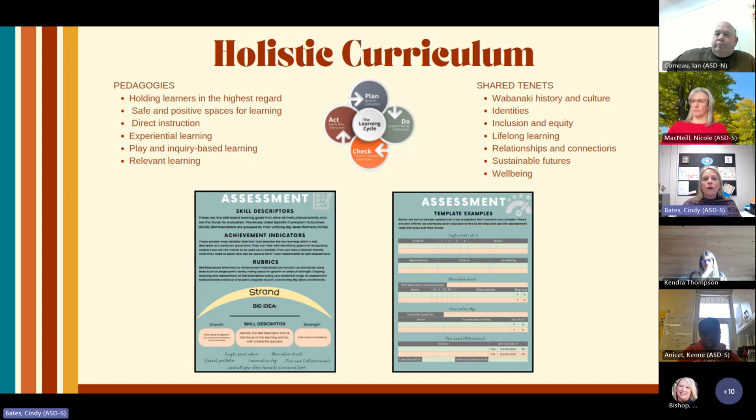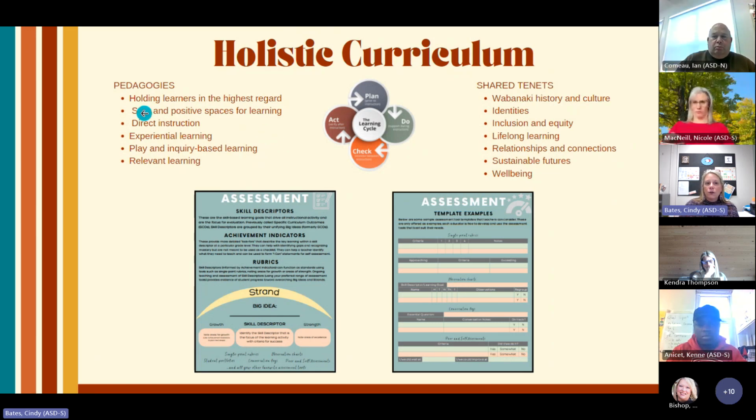And so with our holistic curriculum as well, we do look at assessment a little bit differently. And so pulling the information from the pedagogies here, talking about holding learners in the highest regard, using different types of instruction, but making it relevant, making it a safe and positive place for learning. These are things that in a holistic curriculum we do hold very highly.